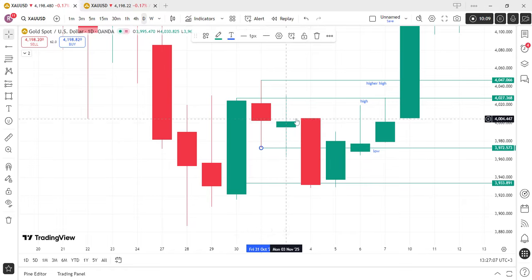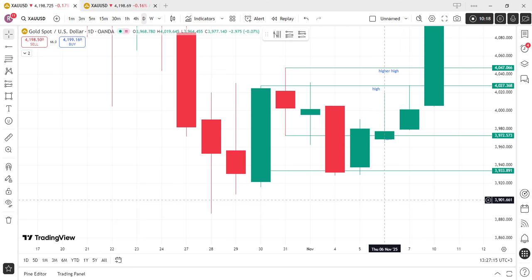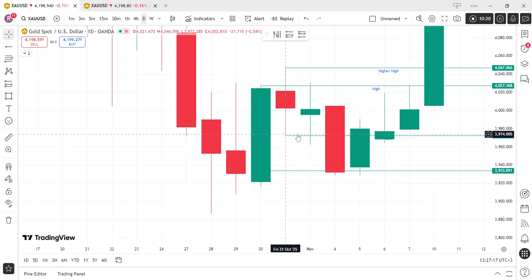Okay, so Monday comes in, and as you can see, Monday takes the low of what? Of Friday, meaning that we now created a lower low in this scenario. So when you create a lower low, Tuesday coming in, we're supposed to be selling, and that's exactly what happened.